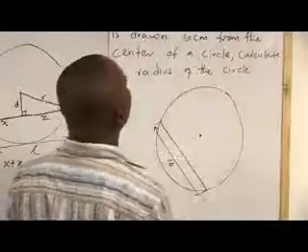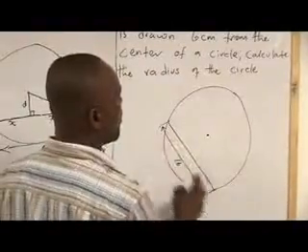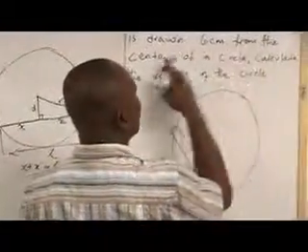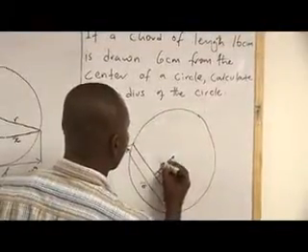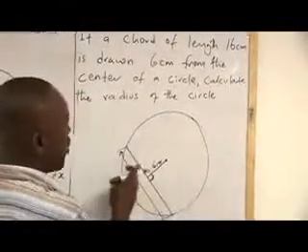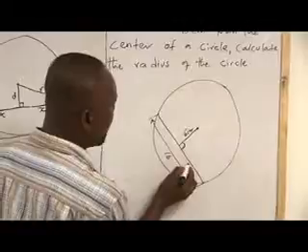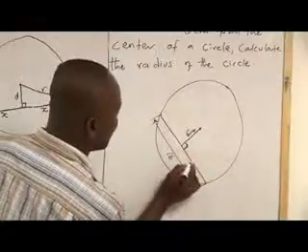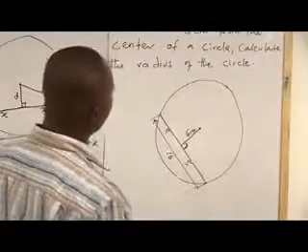A chord of length 16 centimeters is drawn 6 centimeters from the center. The distance of the chord from the center is 6 centimeters. So from here, this way is 6 centimeters. Remember, this line, being perpendicular to the chord, divides the chord into 2 equal halves. The length of the chord is 16. Therefore, if I divide by 2, 16 divided by 2 should give me 8. Yes, this will also be 8. I'm very sure things have not changed.